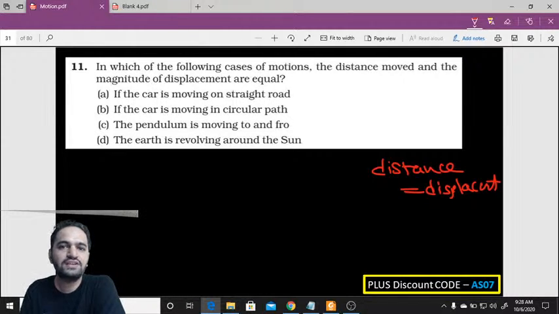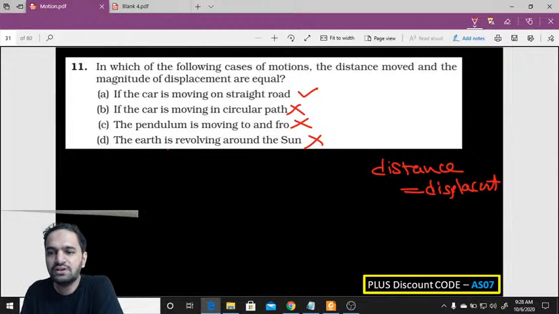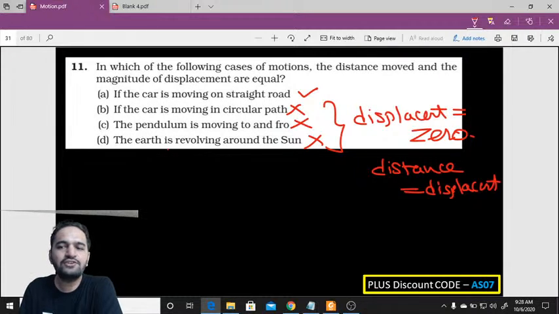If the car is moving on a straight road, yes, that is a possibility. If the car is moving in a circular path, distance and displacement are not equal. The pendulum is moving to and fro. Obviously not. Distance and displacement cannot be equal in that case. The earth is revolving around the sun. No, because some time or the other the displacement would be 0. And on a straight road it doesn't become 0. Those are equal. So the answer is A.